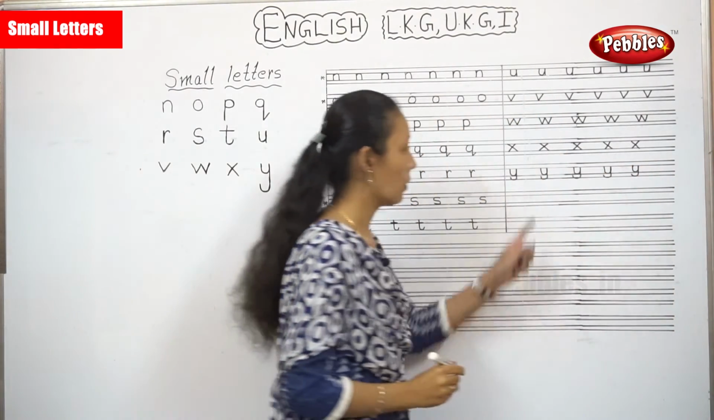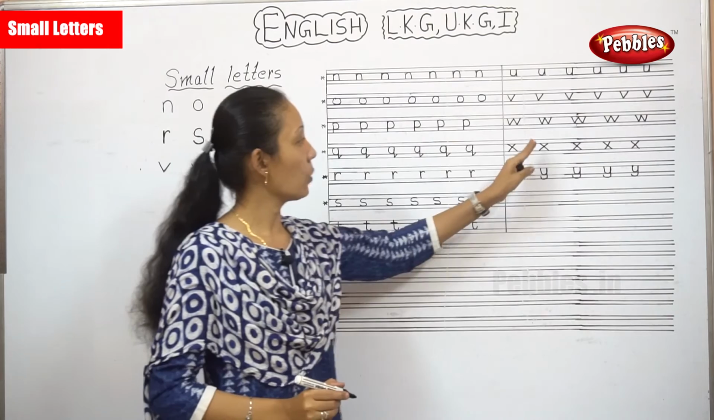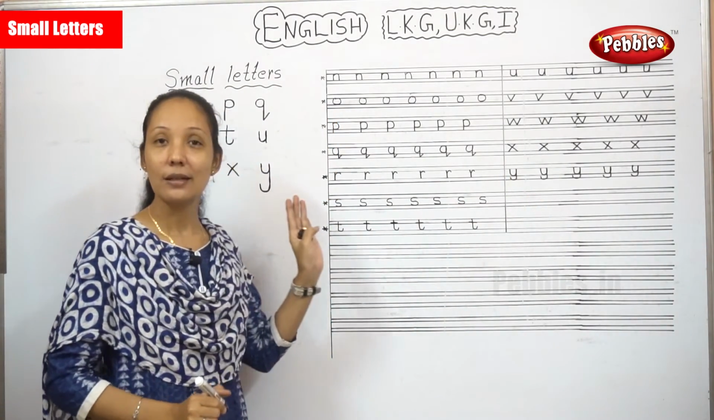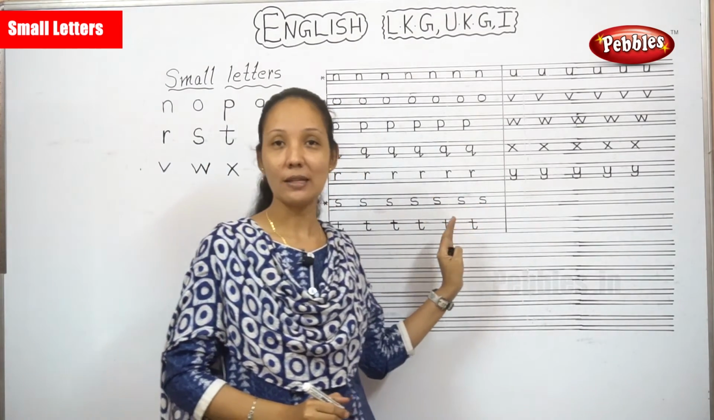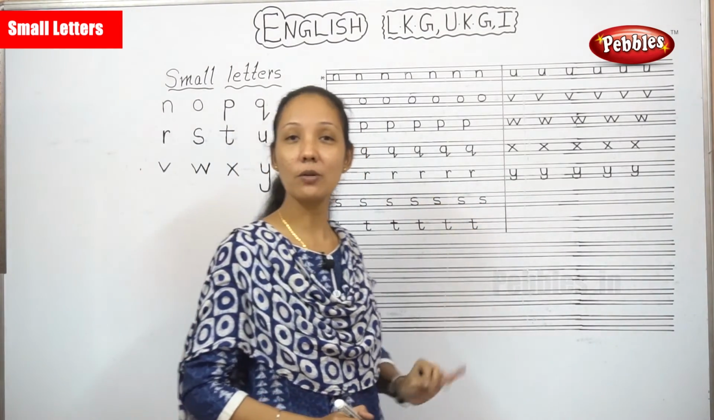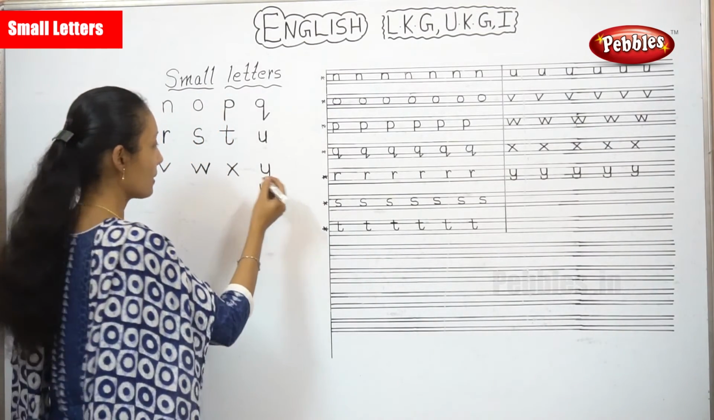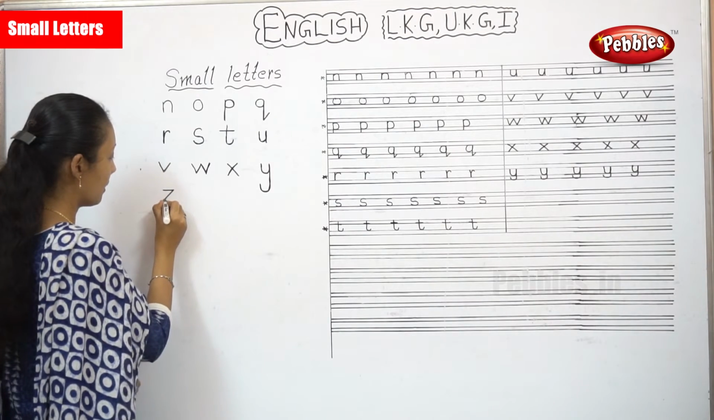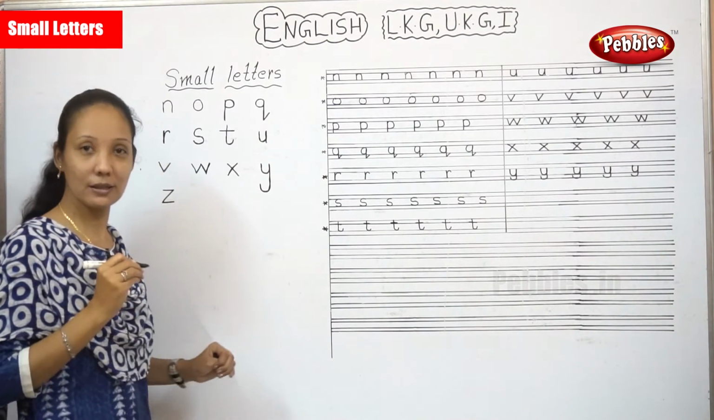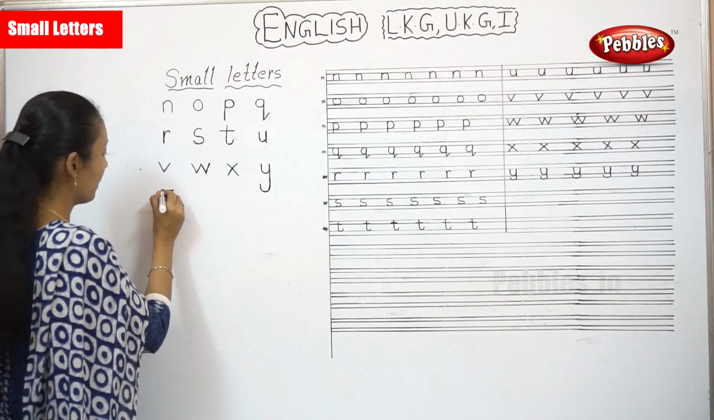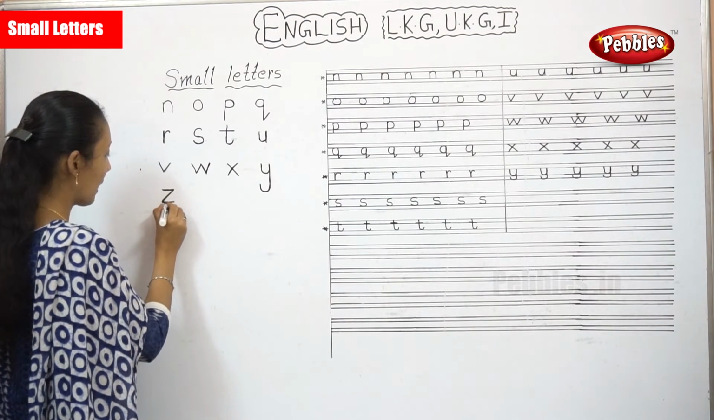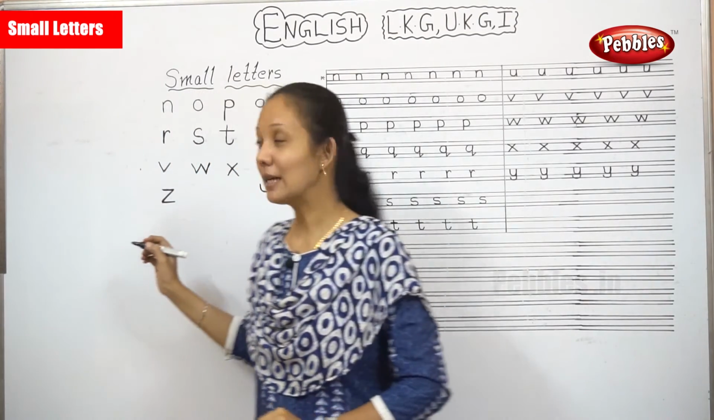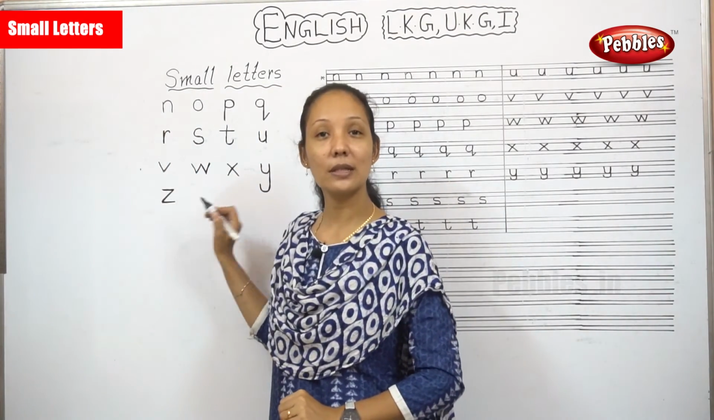Small letter y. Now after y, what is your last alphabet? Yes, it is Z. Okay, some of you say it as Zed, so we pronounce it as Z. What's your last alphabet? Z. Sleeping line, slanting line and a sleeping line. Isn't it easy, children? Your alphabet is Z. What alphabet is this? Z. You pronounce it as Z.